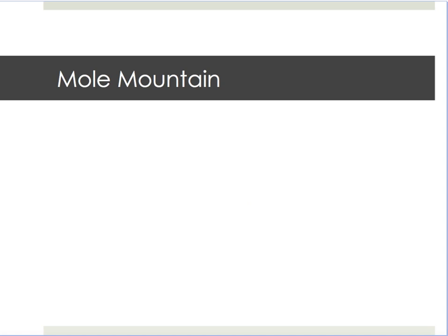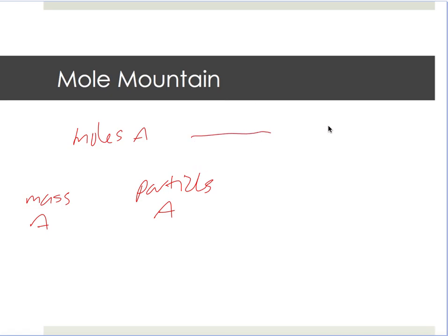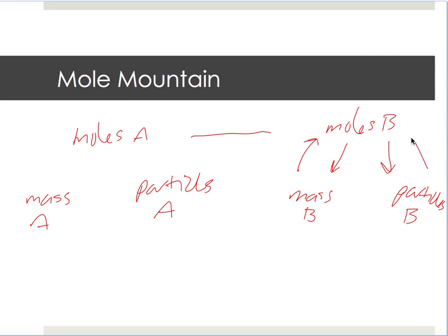And then I'm actually going to use mole mountain, since I'm really big on it. If we have moles of A, we can go from mass or particles, both of A, over to moles of B. And again, we have mass of B and particles of B. If you follow the train tracks up and down, you can really walk yourself to the answer. And that's what I love about Mole Mountain, is you can walk yourself.